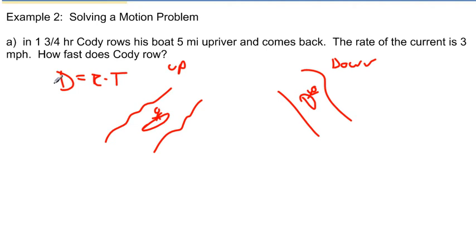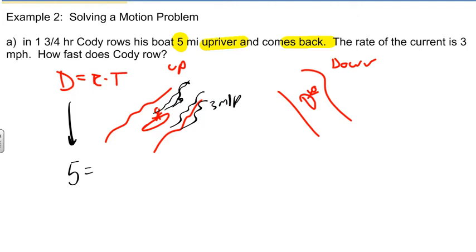First of all, what's his distance going up the river? Well, look back at our problem here. It said right here that he travels 5 miles, and that's going up and down. So we're going to replace the D with 5. So D equals 5. Now the rate: if he's going up the river, then the water is going against him, and it's going against him 3 miles per hour.